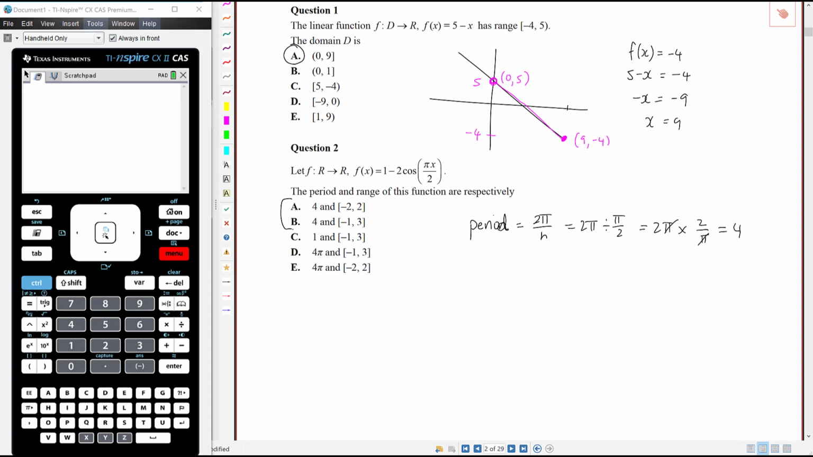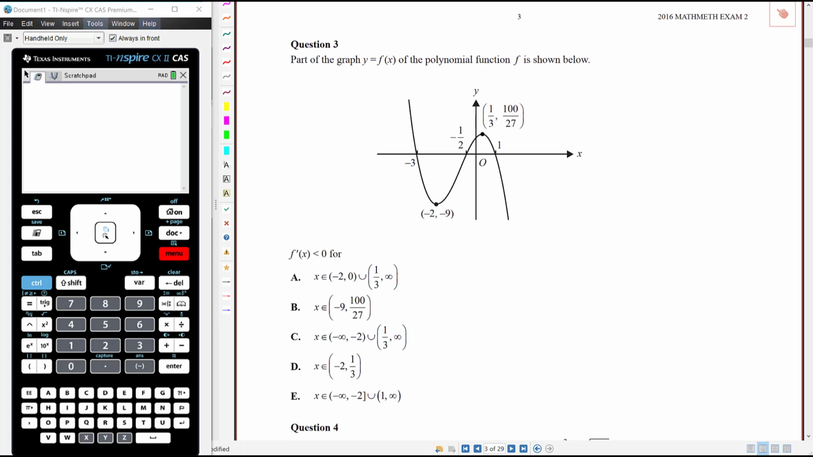And then the range is going to come from thinking about the amplitude and the translation up. So we've got an amplitude of 2 here, and the graph has gone up by 1. We could think about that as being -2 cos, and then a +1 at the end here. So up by 1. With it up 1 and an amplitude of 2, the range is going to go from 1 minus 2 to 1 plus 2. So 1 minus 2 is -1, and 1 plus 2 is obviously 3. So option B is the correct response there.